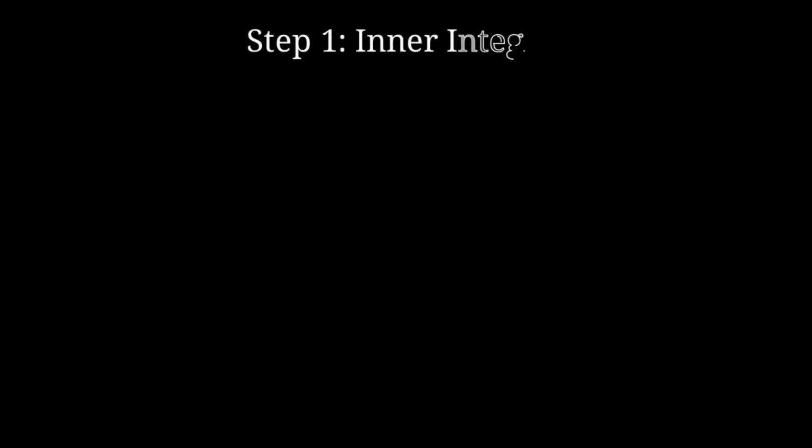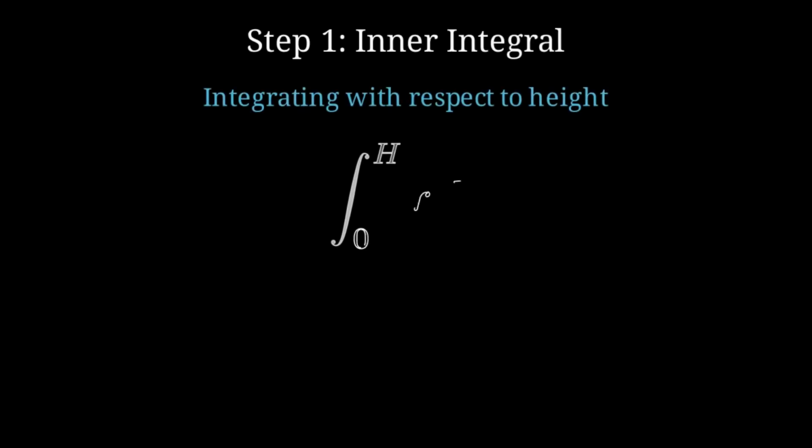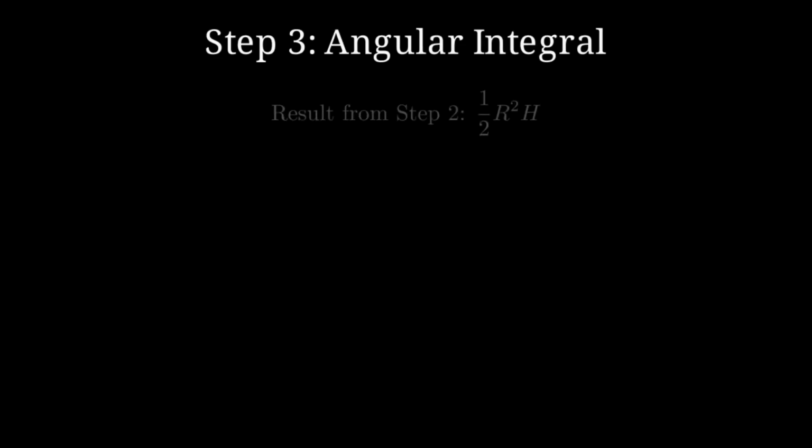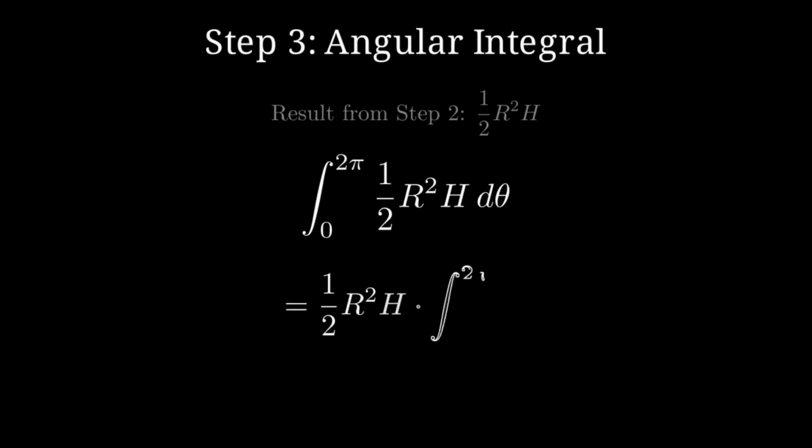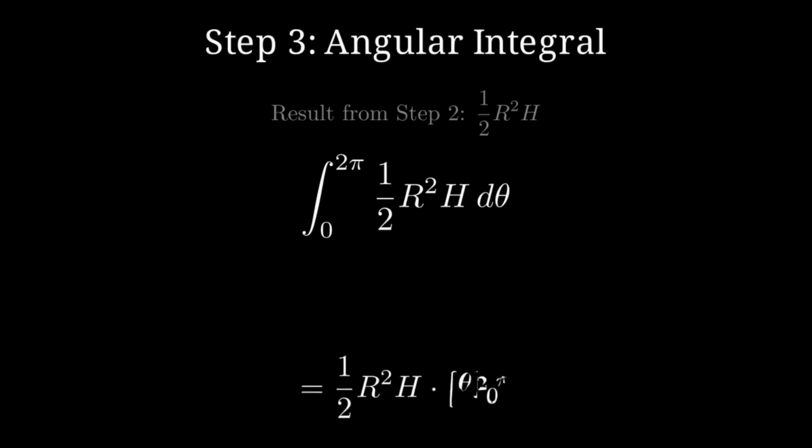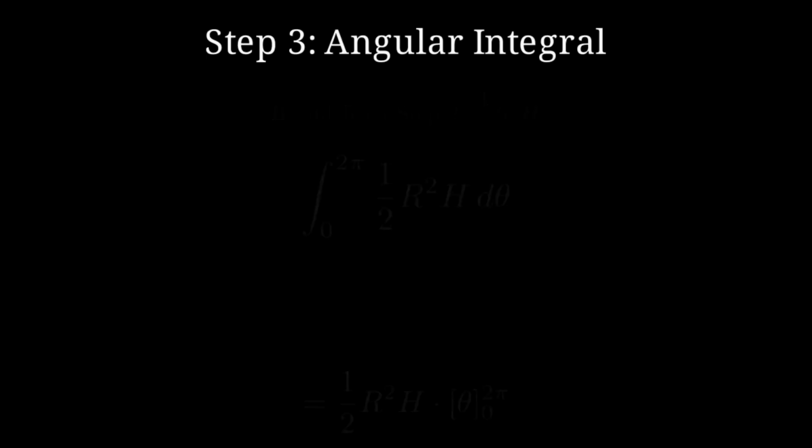First, we integrate the volume element with respect to z. Since the radius r is constant relative to z, the integral of dz is simply z, evaluated from 0 to h, leaving us with r times h. Finally, we integrate with respect to theta from 0 to 2 pi. This simply multiplies our previous result by 2 pi. The 2's cancel out, leaving us with the familiar formula, volume equals pi times radius squared times height.